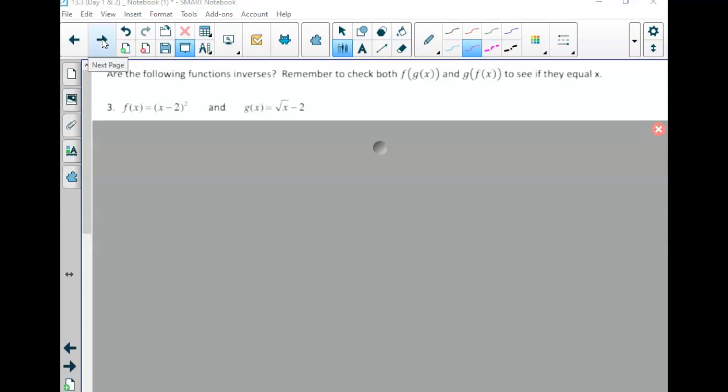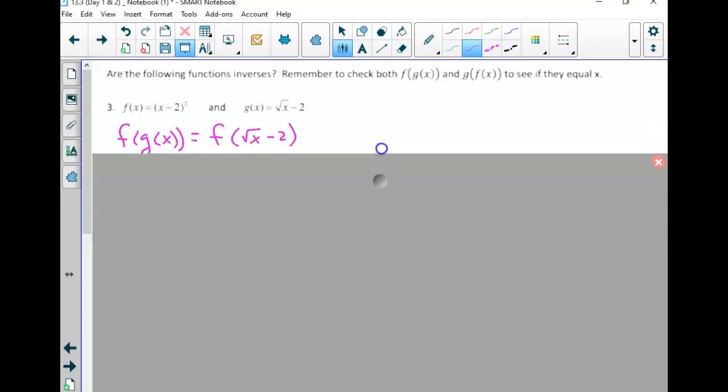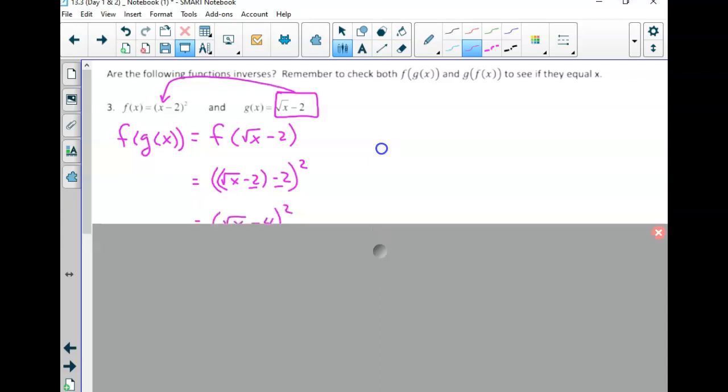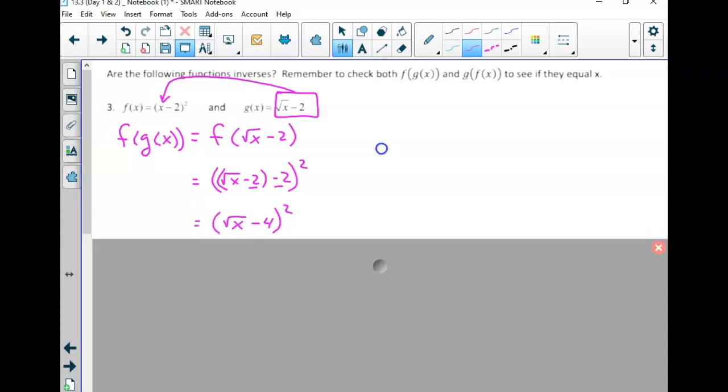Okay, we're back here at number 3. So what we need to do is check whether the following are inverses. We need to find f of g of x, or you can find g of f of x first too. It doesn't matter which one you do. So I'm plugging g into f, and remember this whole expression is going in for just that x. That's why I got the square root of x minus 2 squared. Those negative 2's are like terms, so that gives me the square root of x minus 4 quantity squared.